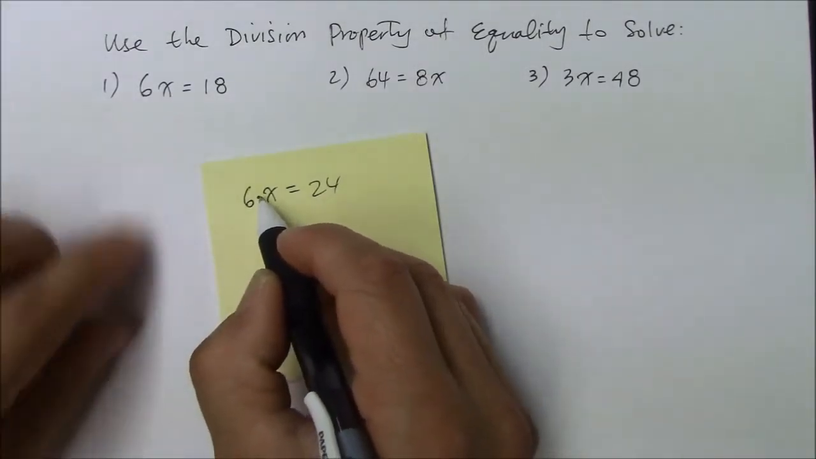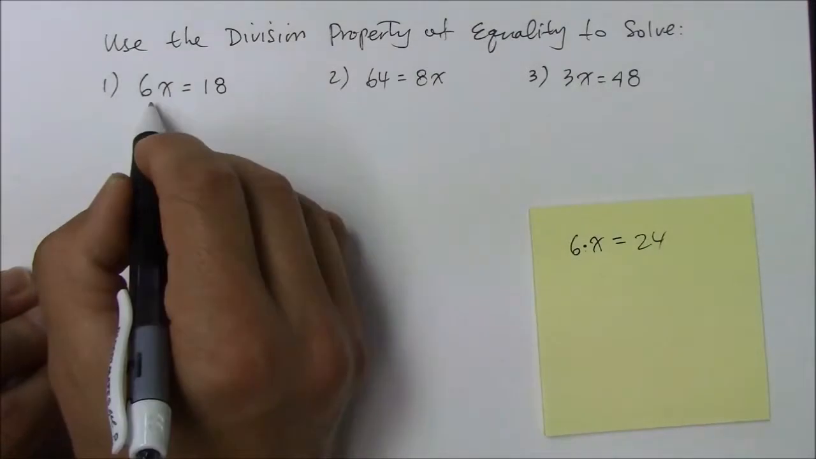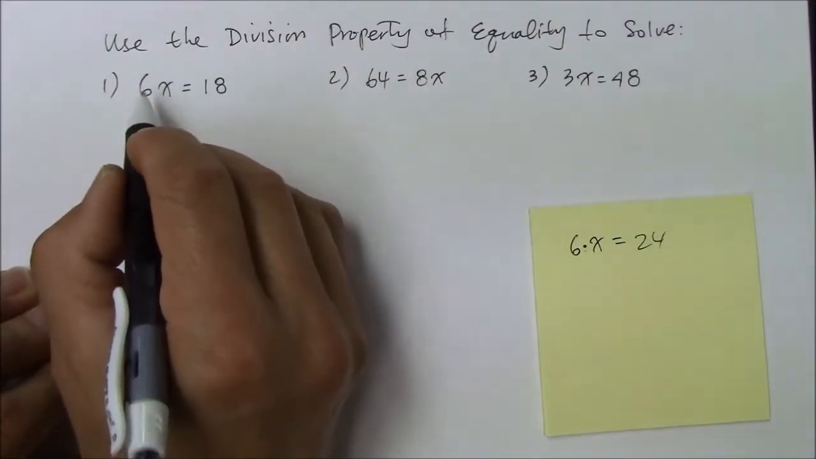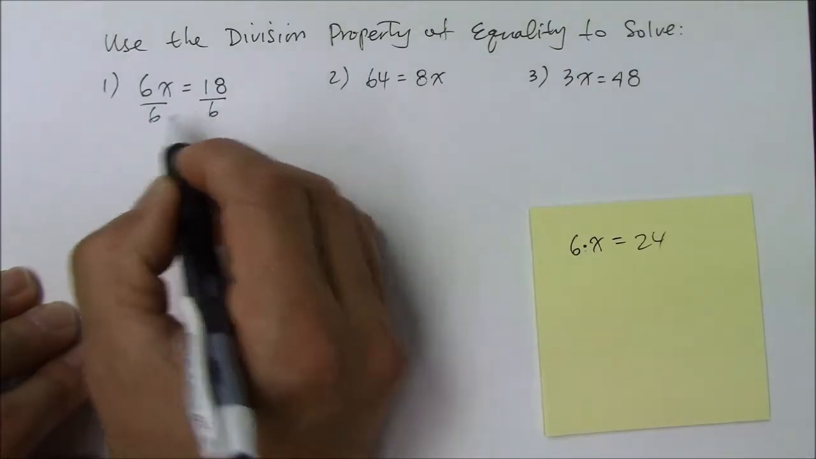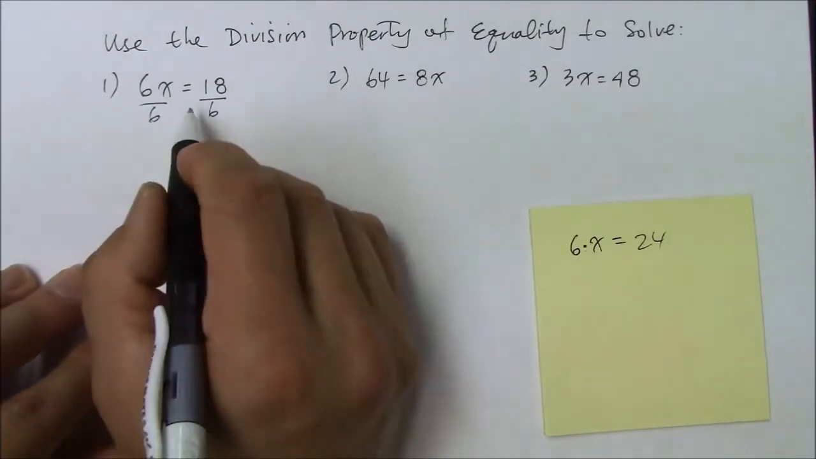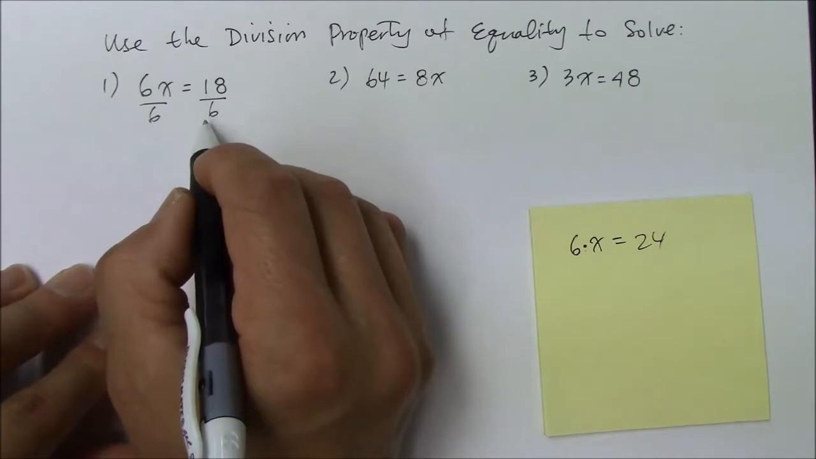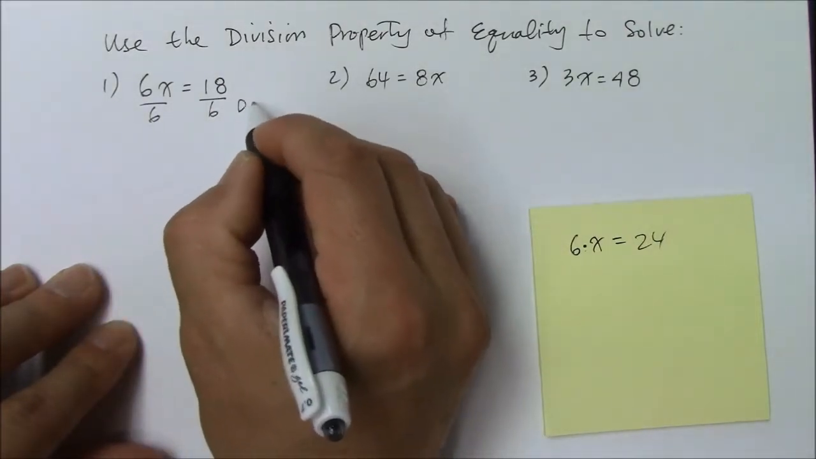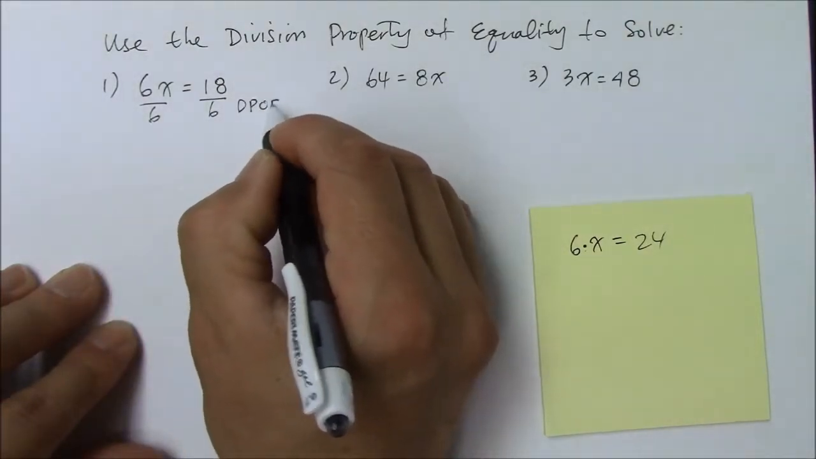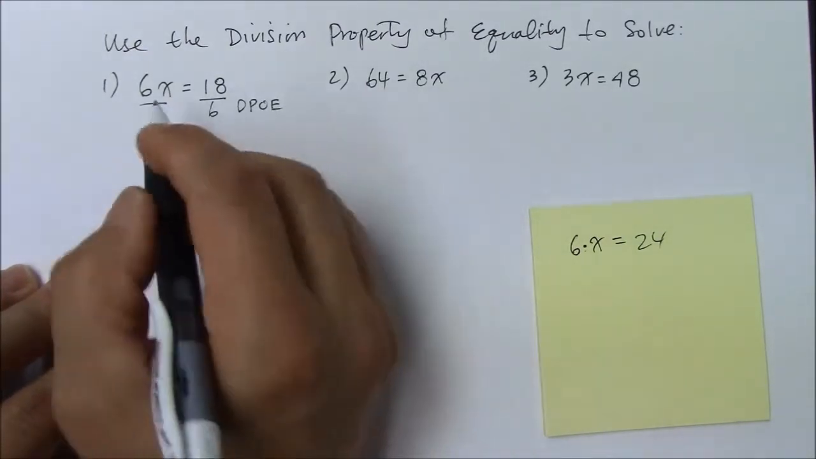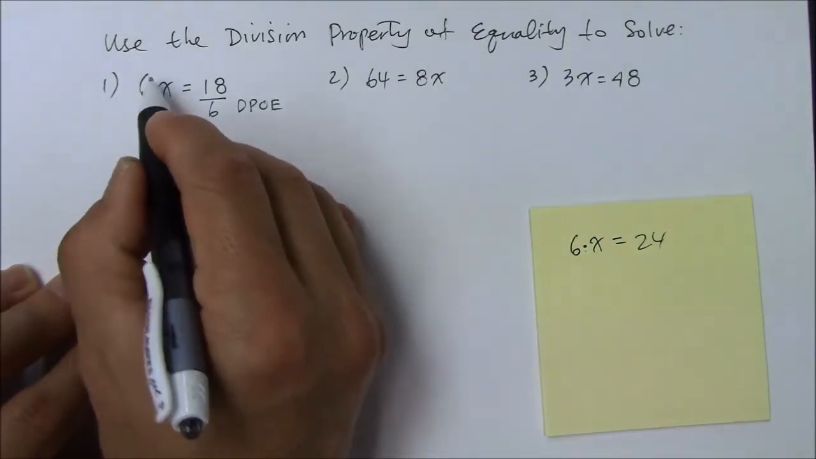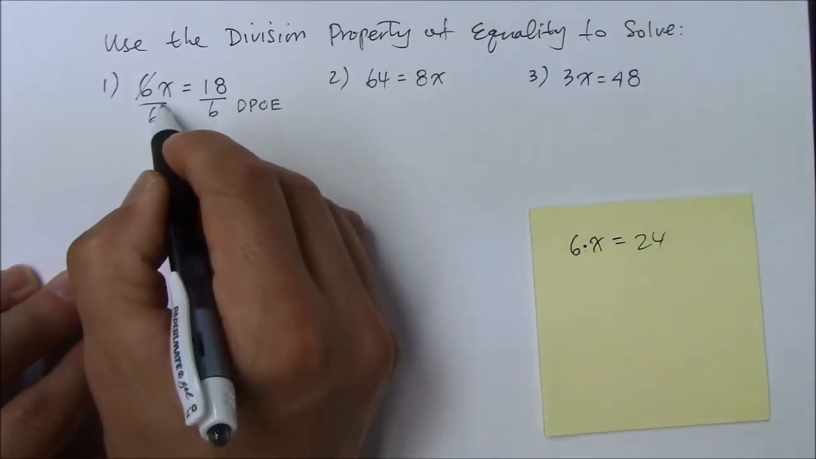So what is the inverse of that multiplication? It's going to be division. So we're going to divide that coefficient 6 to both sides of the equation. And the property that will allow you to do that, to justify this, is called division property of equality. Division property of equality. So we're going to simplify the coefficient 6 with the denominator 6 that we have chosen.